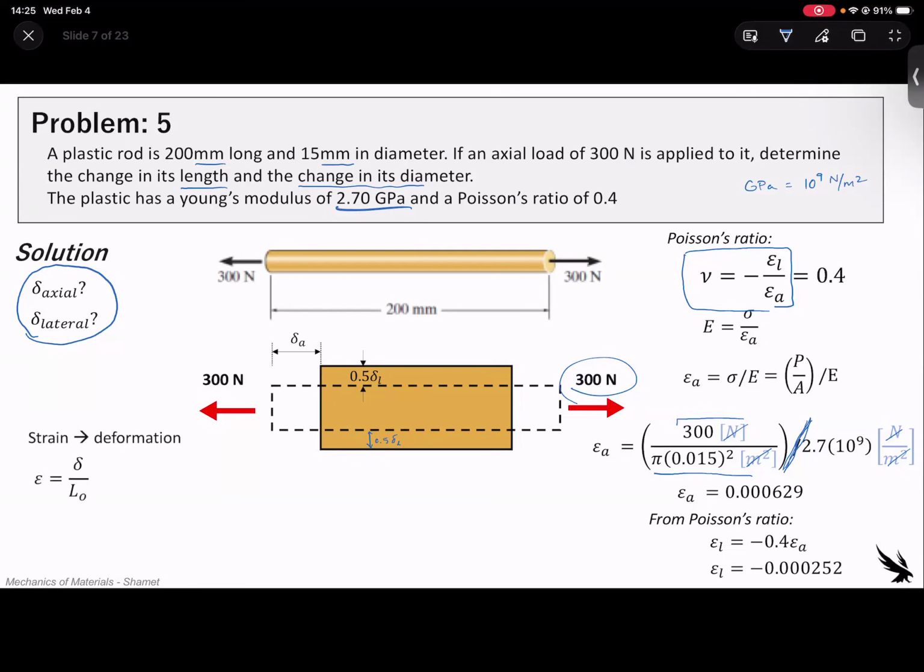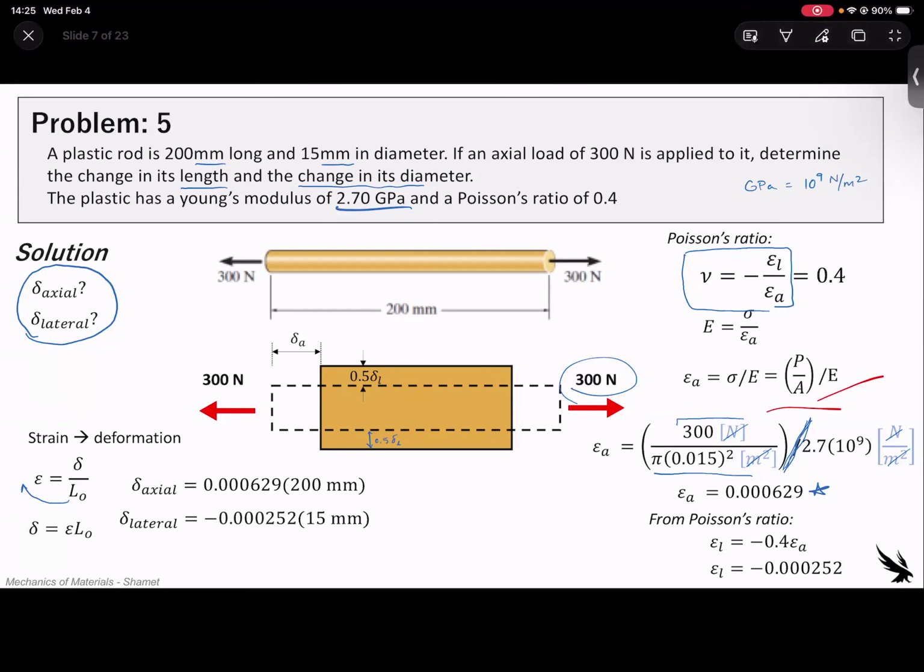All right, so from strain, we need deformation since that's what it's asking for. The change in length is deformation. So the strain in general would be the deformation divided by the original length. So our deformation is going to equal the strain, since we know that, times our original length. So you just multiply this over and boom, that's how we get the equation shown there. So for the axial component, the original length is 200 millimeters, and the axial strain that we found here is 0.00626.